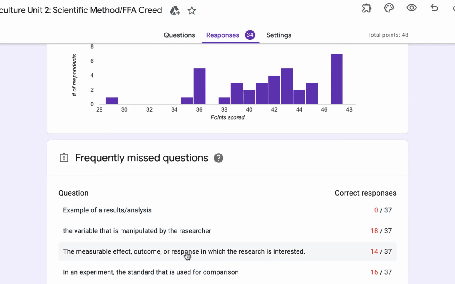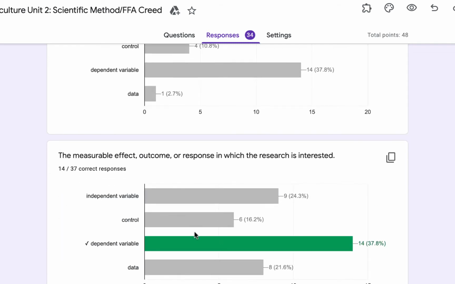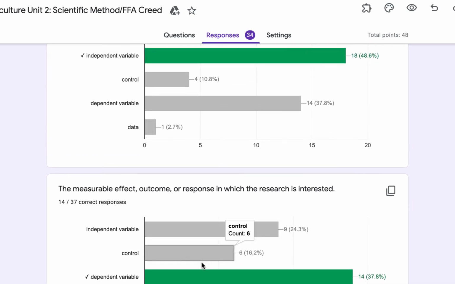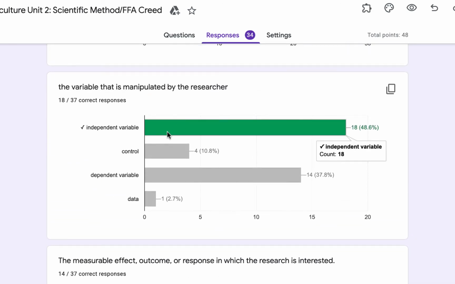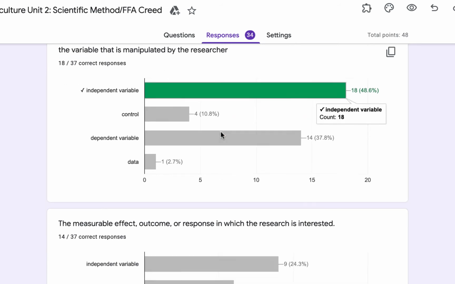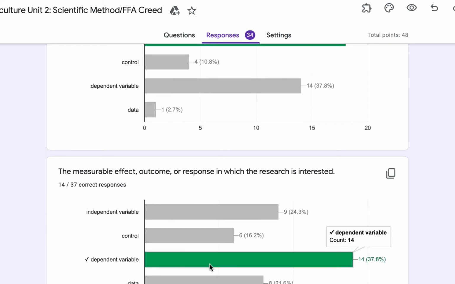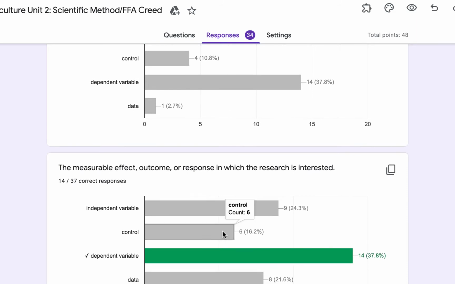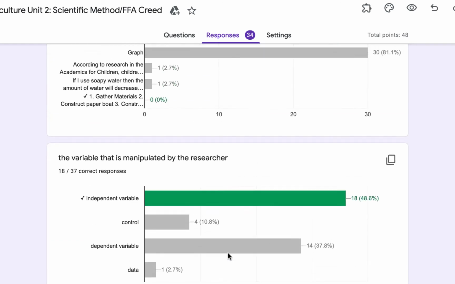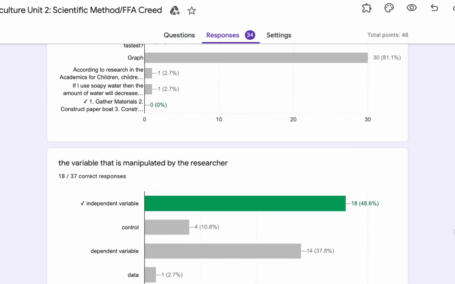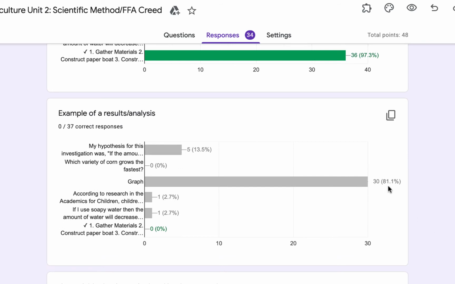But I can look at these right here and see, okay, half of us are getting the independent variable on this one right here and dependent variable right here. So I could see that, all right, we're having a little bit of trouble understanding these control variables, independent and dependent as well. So that's something that I would want to look at.